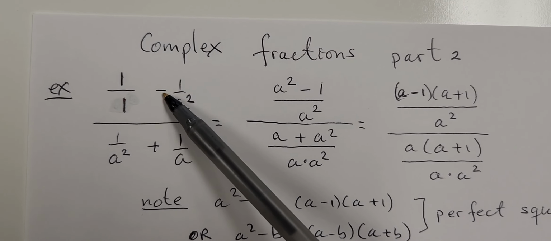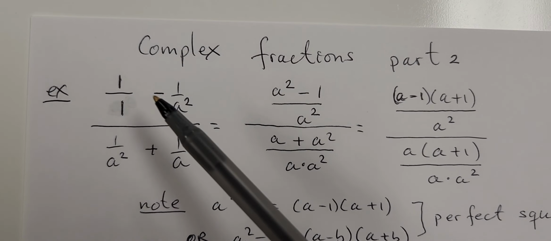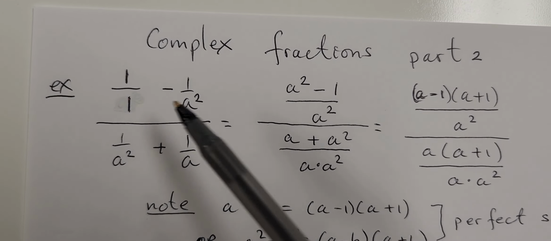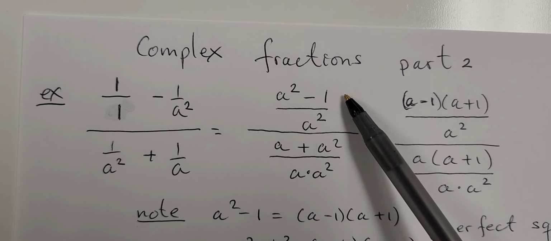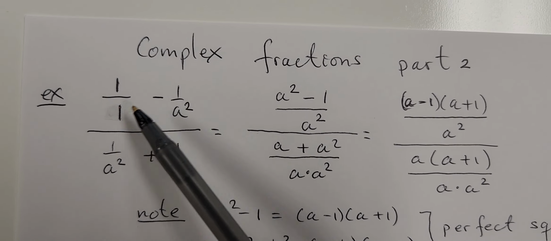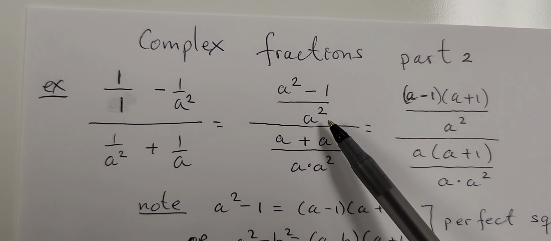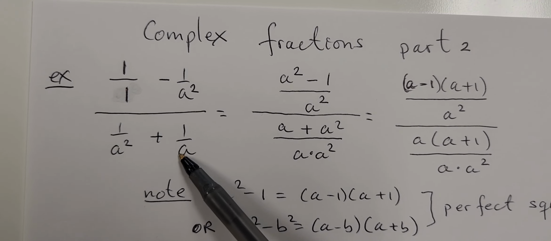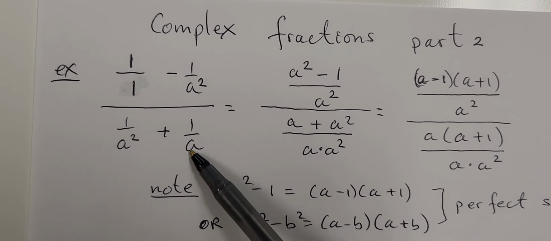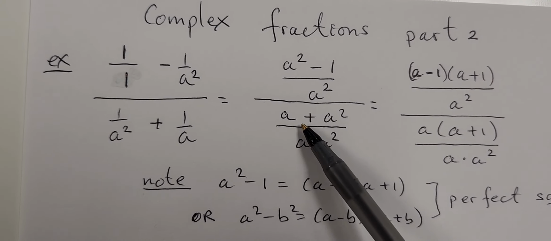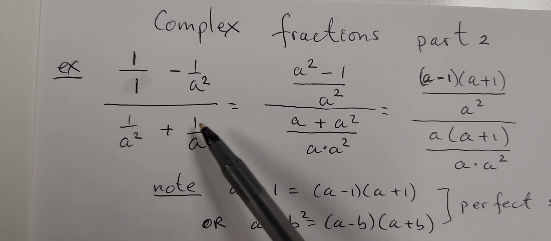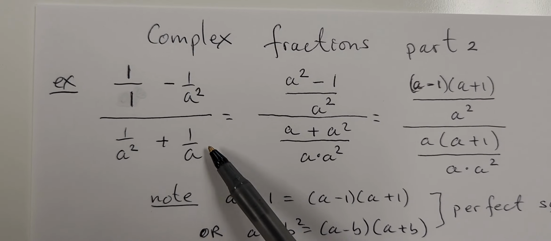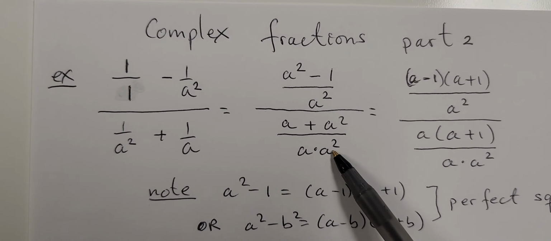So for the top, cross multiply 1 times a squared. Don't forget the minus. Okay, 1 times 1 is 1. And then under, multiply 1 times a squared gives me a squared. So that's for the top. Now let's do the bottom, same procedure. 1 times a is a. Don't forget the plus. a squared times 1, a squared. And then multiply the bottom, a squared times a, which is a squared.